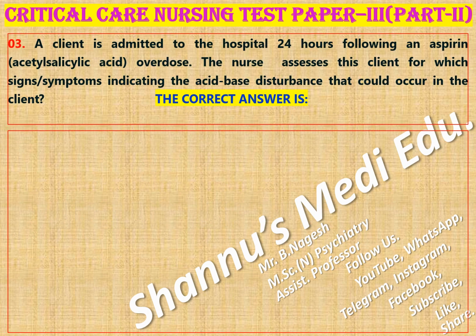Third question: a client is admitted to the hospital 24 hours following an aspirin (acetylsalicylic acid) overdose. The nurse assesses this client for which signs and symptoms indicating the acid-base disturbance that could occur in the client. The correct answer is headache, nausea, vomiting and diarrhea.